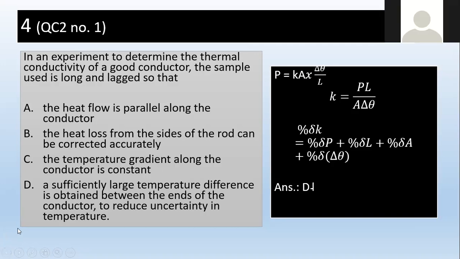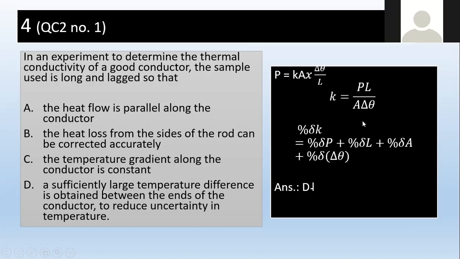Sir, can I explain again, sir? I'm confused a bit. Your k, right? The percentage accuracy in k is the percentage accuracy in P, plus the percentage accuracy in L, plus the percentage accuracy in A, and plus the percentage accuracy in delta theta.